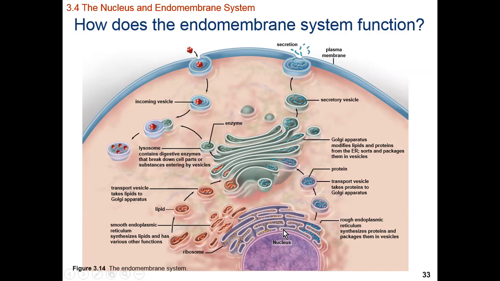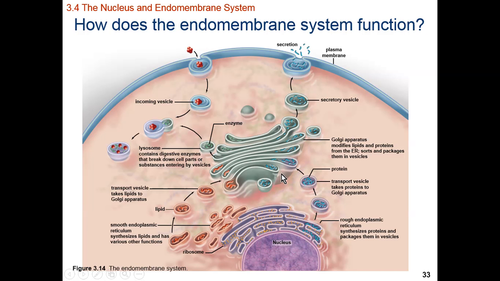So here we can see the nucleus, which is part of our endomembrane system. From the nucleus, we're going to go to the rough ER, and the ribosomes will make a protein at the rough ER, and that protein is represented by a blue squiggly line right here. And that blue squiggly line, that protein, is going to be packaged into a transport vesicle, which carries the protein to the Golgi apparatus. We also have the smooth ER over here, and that smooth ER makes lipids, which can be packaged and sent to the Golgi apparatus.